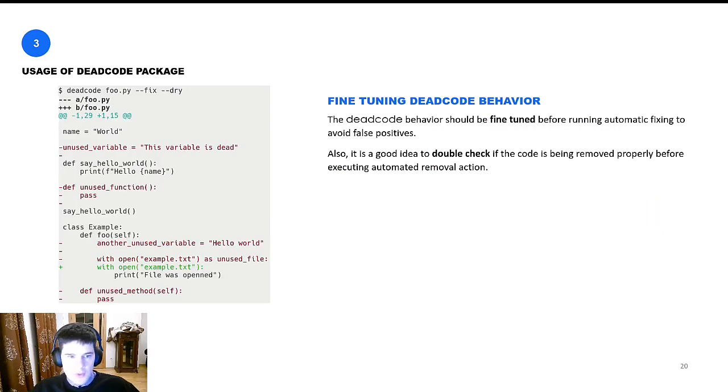It is also possible to see the diff before applying it. You just have to add the --dry option, and you could fine tune the Deadcode behavior before applying automatic fixing to avoid removal of false positives. Also, it is a good idea to double check if a change is correct before removing code.